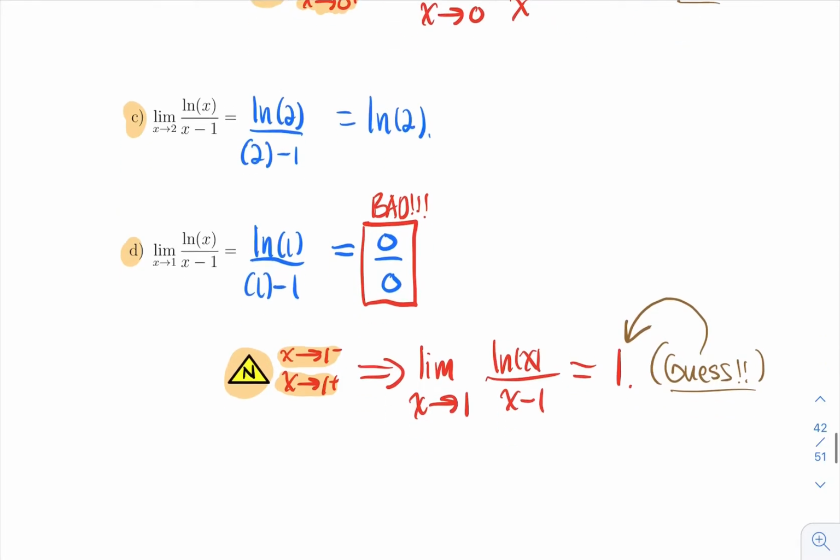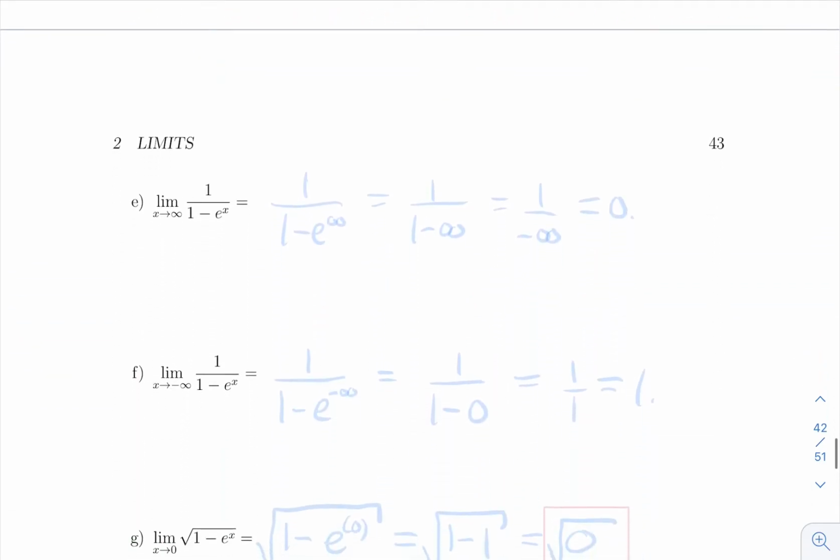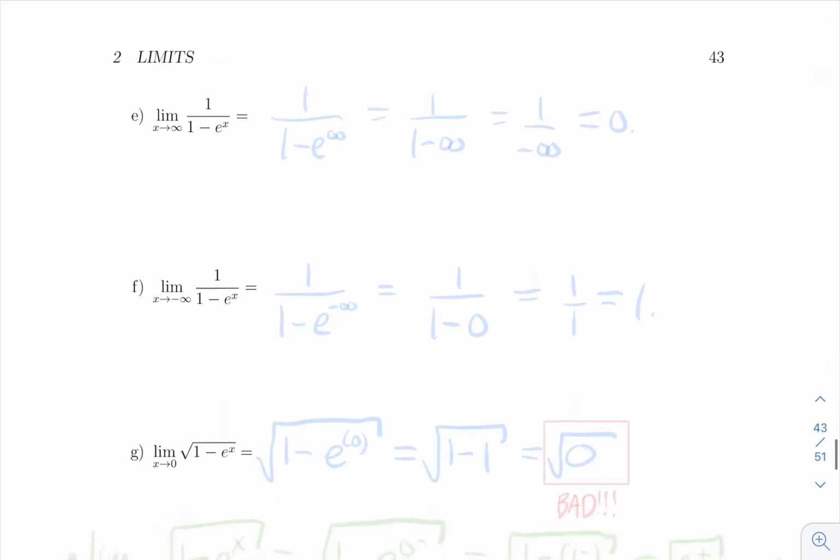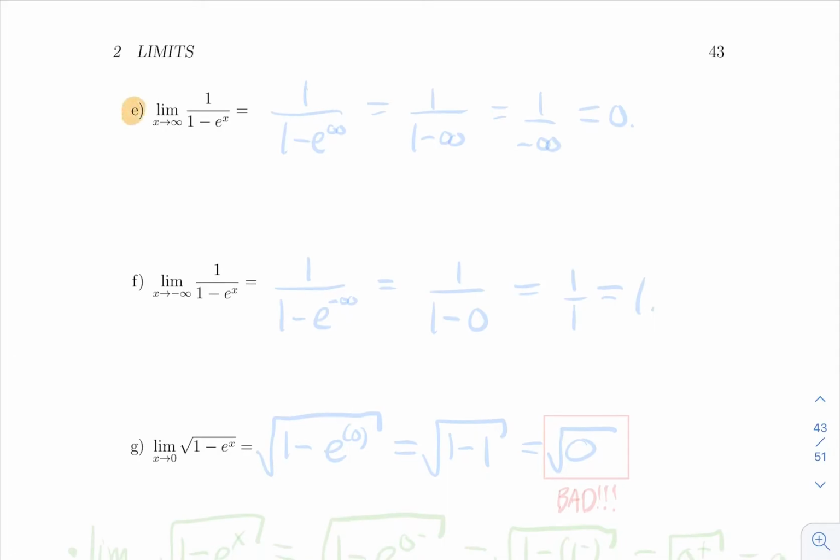Let's do more since we're on a roll here. So next example, the limit as x goes to infinity of 1 over 1 minus e^x. So let's try to plug infinity and see what happens in that case. So you get 1 over 1 minus e to the power of infinity. E to the power of infinity is infinity. 1 minus infinity, that's minus infinity. Any number over plus or minus infinity is always 0. We could comment here that this equation, 1 over 1 minus e^x, has a horizontal asymptote as x goes to infinity at y equals 0.